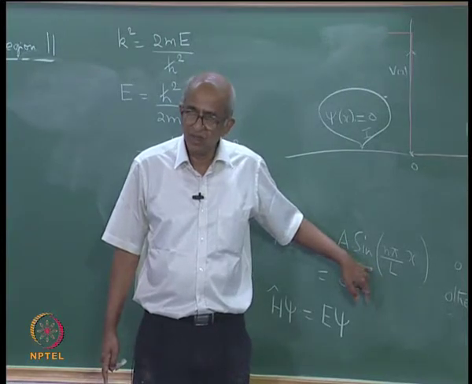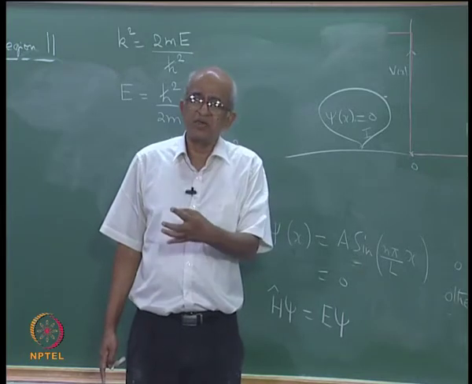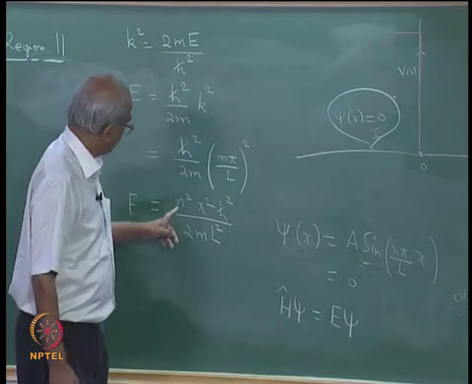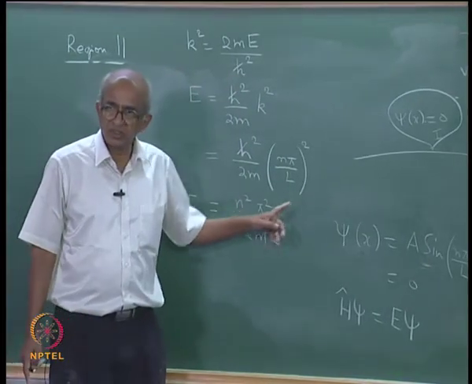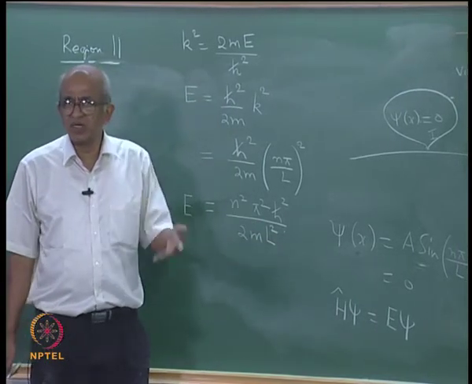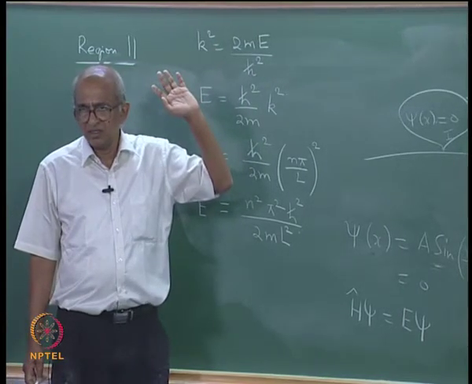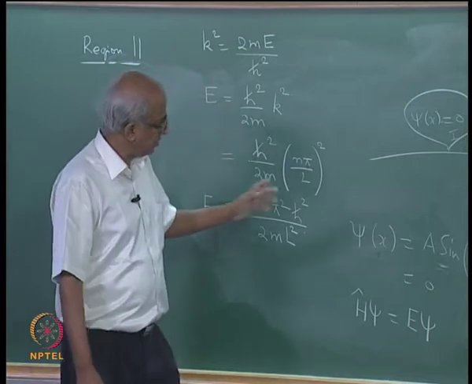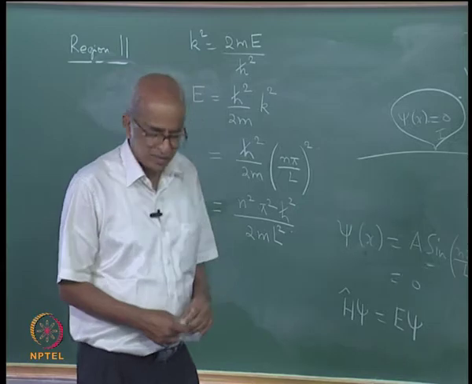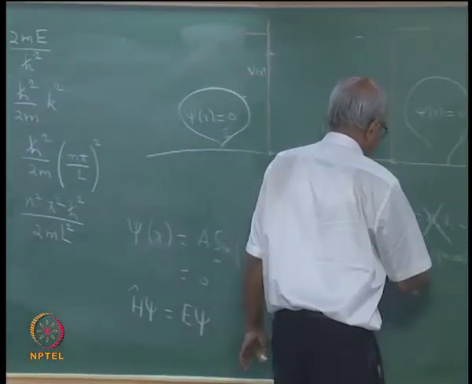eigenfunction. And further, if you remember postulate 3, suppose you make a measurement of the energy of the particle, what will you find? You will find that the answer will be of the form n square pi square h cross square by 2 m L square, with n having the value 1 or 2 or 3 or 4 or whatever, right. So, let us look at these states one by one, or maybe before doing that I should determine this constant capital A.